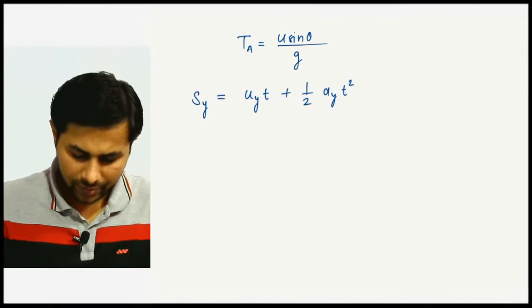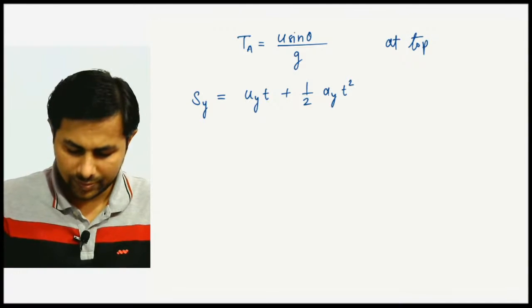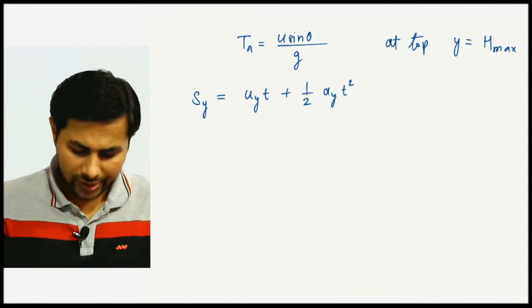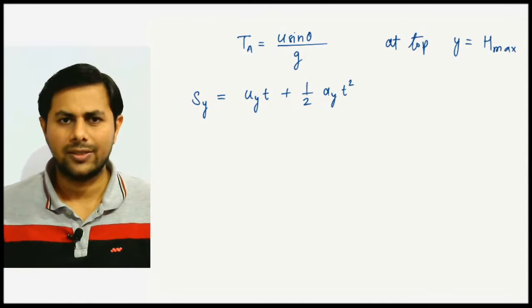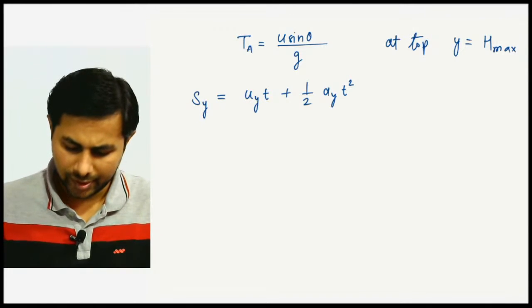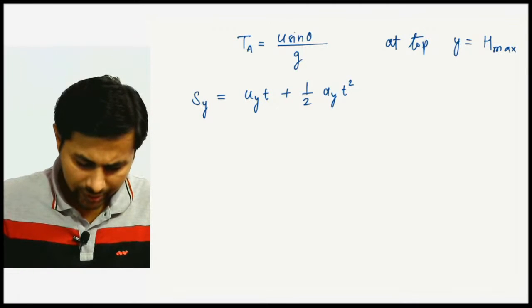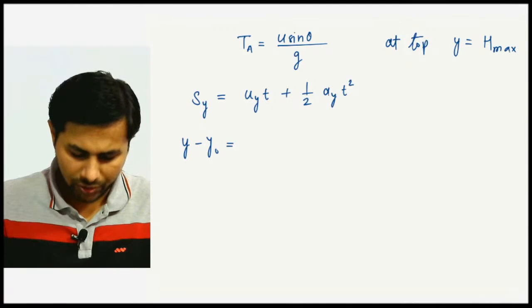So at topmost point y is equal to the maximum height of the projectile. So now this Sy, the displacement in y direction, can be written as y at some time t minus y at 0. Okay, so this is y minus y naught equals uy times t, and uy is u sin theta.